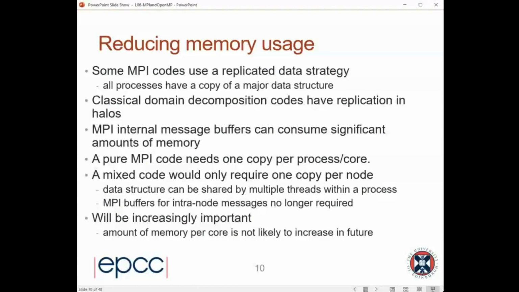So actually, I was chatting to somebody yesterday after the lecture, and some MPI codes use a replicated data strategy where all processes have a copy of the major data structure. And the person I was speaking to yesterday said that because they had a domain which was being dynamically refined, their problem mesh, their grid, was evolving with time. And because of that, the only practical way to allow that to happen was to have every process have a copy of the entire mesh, the entire grid.